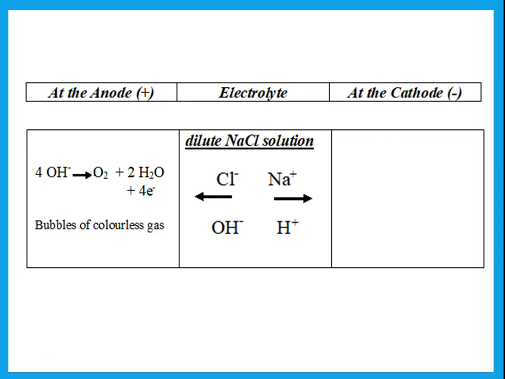Okay, let's go to the cathode. Again, at the cathode, I have a choice between Na+ and H+. And we said, if there is a choice between Na+ and H+, which one reacts? Always the H+, not the Na+. Remember that the Na+ does not want to take electrons unless there is no other choice. So that means I'm going to form hydrogen at the cathode, and that means I'm going to see bubbles of colorless gas. Are we following?